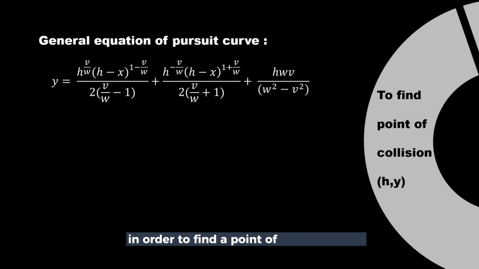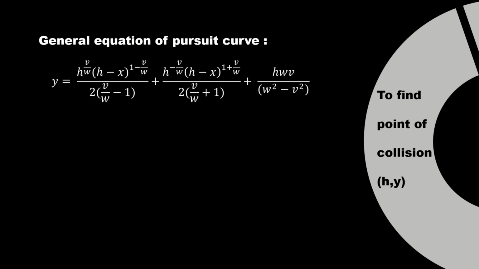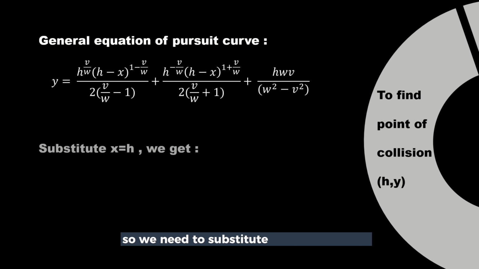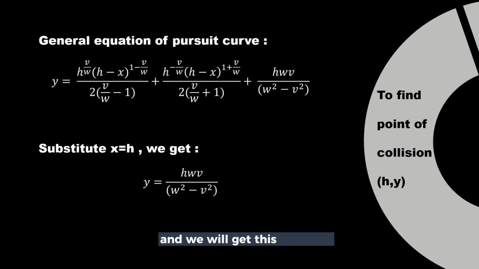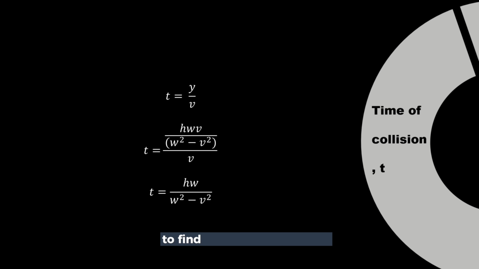In order to find the point of collision, h, y, we need to substitute x equal to h and we will get this equation. To find the time of collision, t equals the distance over speed. By substituting the previous equation of y, we can get this equation.